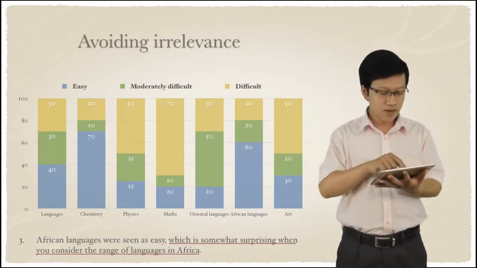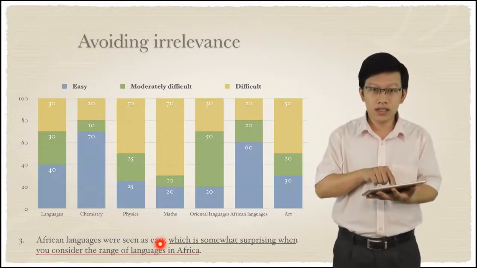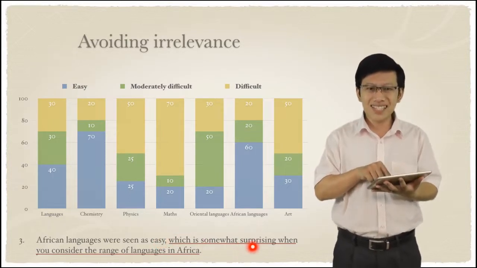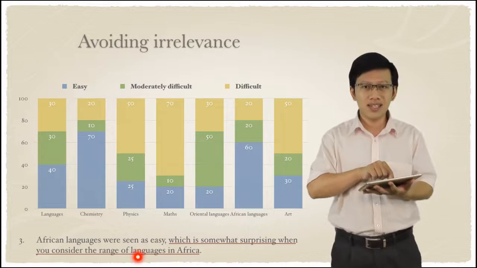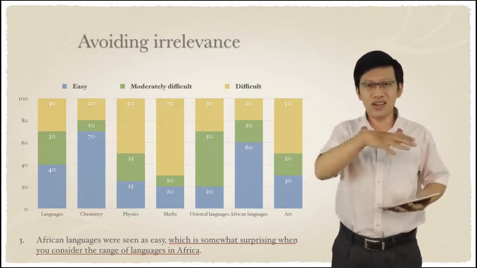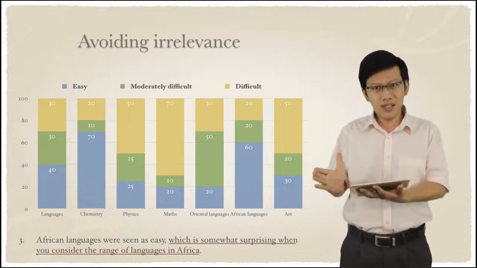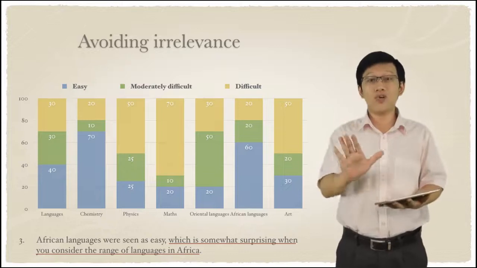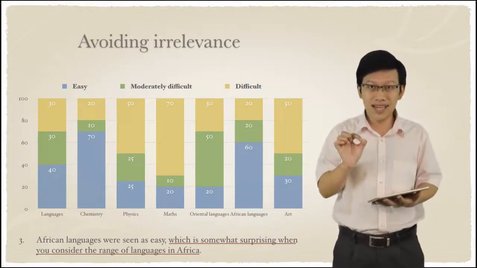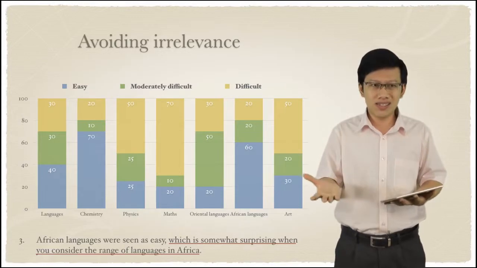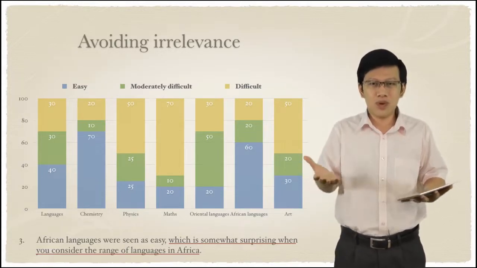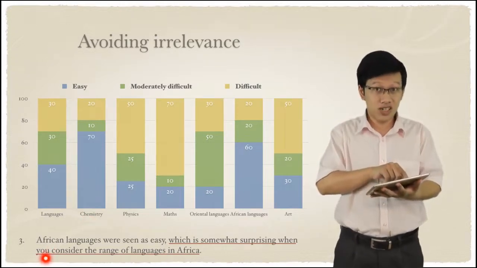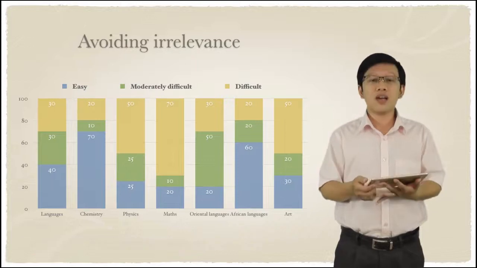We can say, "African languages were seen as easy." Now this is enough. And then you continue to say, "which is somewhat surprising when you consider the range of languages." That means, according to my knowledge, I know that there are a lot of languages in Africa, and these students think it's easy. Well, that's surprising. Don't add your judgment, right? You don't have to say whether this is surprising or stupid or whatever. And especially don't ever use "you" when you're describing the chart. This is not advisable.